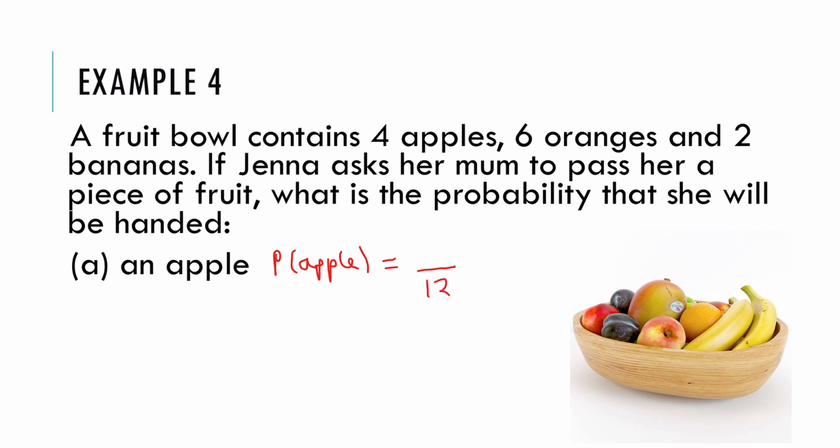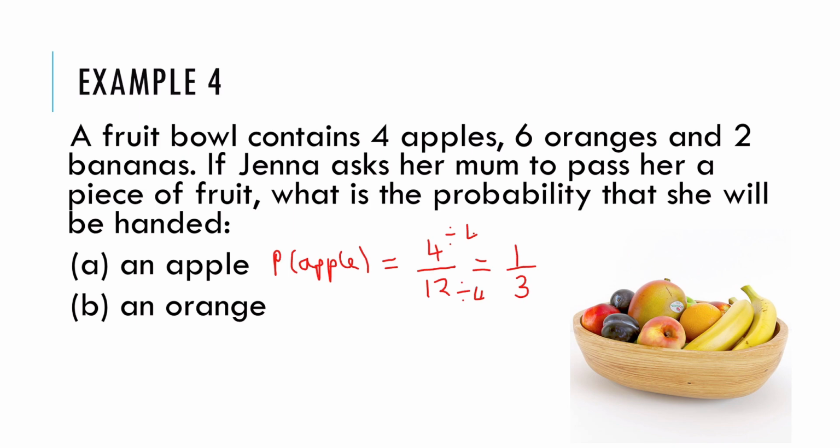Now, if she wants an apple, there are 4 different apples in there that she could pick from. Therefore, the number of outcomes that we would like to happen is 4. Now, you should always leave your fraction in its simplest form. The top and bottom of this fraction can be divided by 4, which would give me 1 over 3 as my probability that Jenna will be handed an apple.